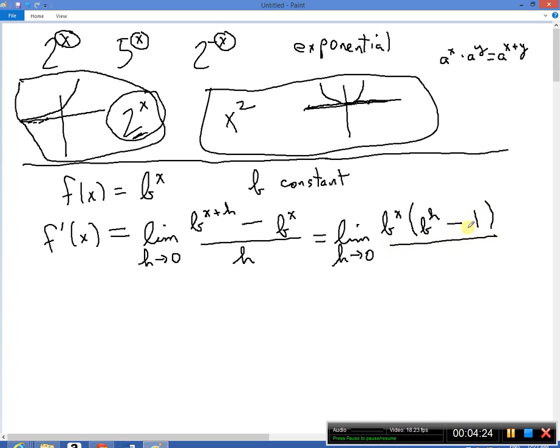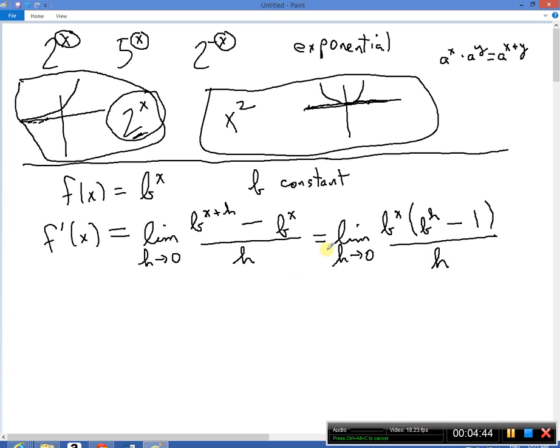Now, if you don't believe it, just go ahead and multiply this out. Multiply b to the x times b to the h. Use the law of exponents, and you get b to the x plus h. Then b to the x distributed against the 1 will give you minus b to the x. We still have to divide by h.